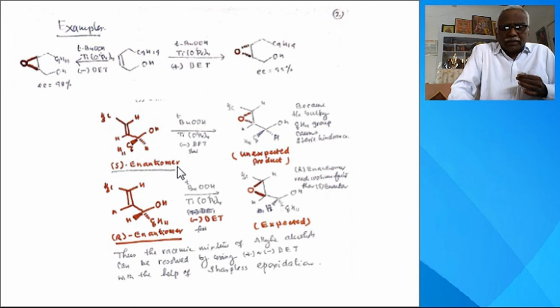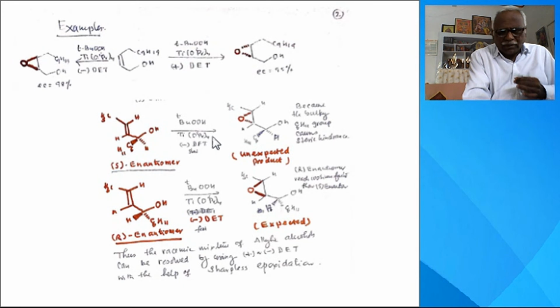If you use minus DET, oxygen will enter the double bond from above the plane. But above the plane there is a bulky group, the hexyl group. Therefore this reaction does not take place easily. This reaction is very slow.